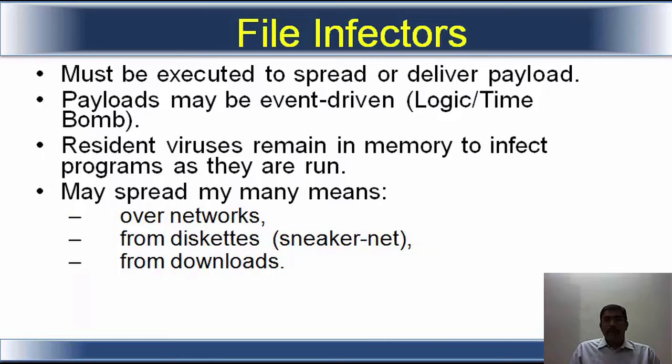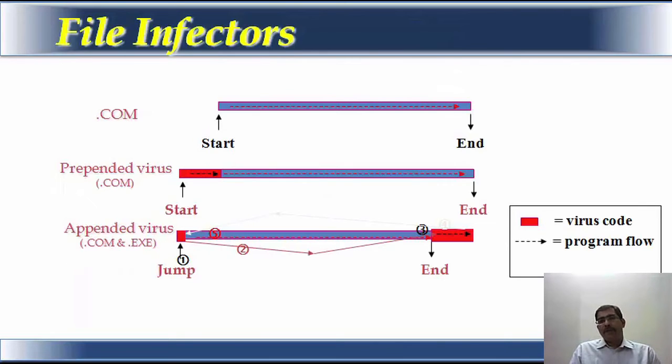It can spread over the networks. It can spread from diskettes, which is also called sneaker net. It can spread over downloads, which is very common now. So as we have seen in the previous slides, in a normal COM program there is a start to end execution. Now, a prepended virus is added before the start of the execution. An appended virus is written at the end, you see the red block, and then it passes control to the start of the program.